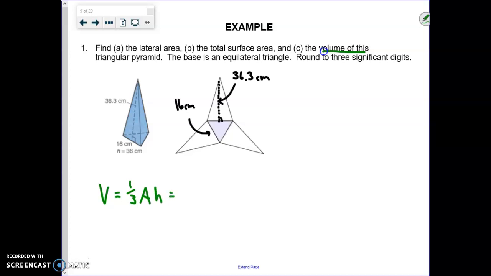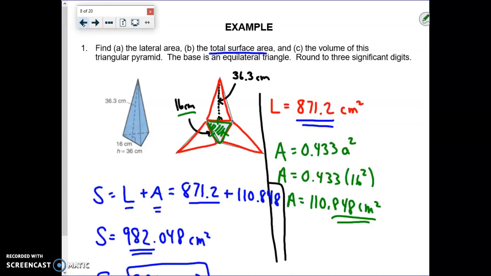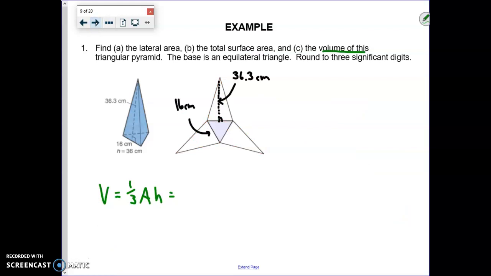Well, we already found the area of the base in the previous exercise right here. This was the area of the base right here, 110.848 centimeters squared. So we can use that again, we don't have to recalculate it. So the volume is equal to, let's start with the 1/3. It's 1/3 times the area of the base that we just found of this equilateral triangle, which was 110.848. Again, I'm not going to use the rounded value that was my answer for part B. And then times the height.